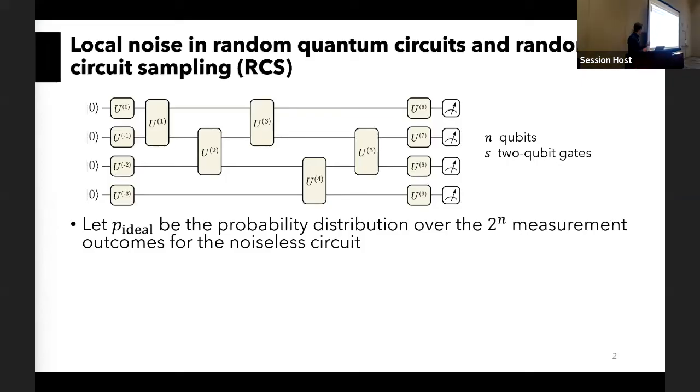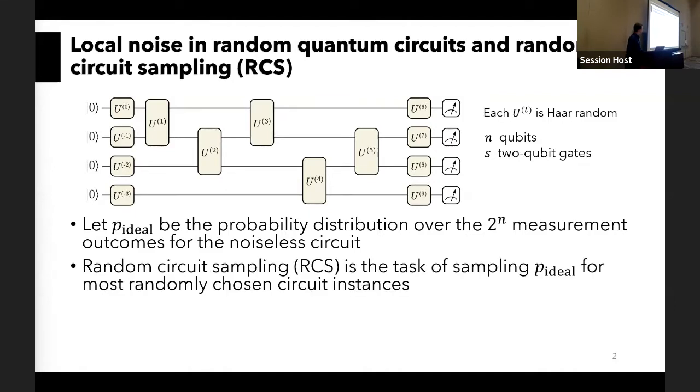For the first slide, I want to set our convention for quantum circuits, for random quantum circuits, and for noisy random quantum circuits. So here's a typical quantum circuit diagram, which of course acts on n qubits with a series of two qubit unitaries and some single qubit unitaries as well. And then a measurement in the computational basis on all of the qubits, which yields an output from some probability distribution that we call P ideal, which is determined once you've specified what the unitaries will be.